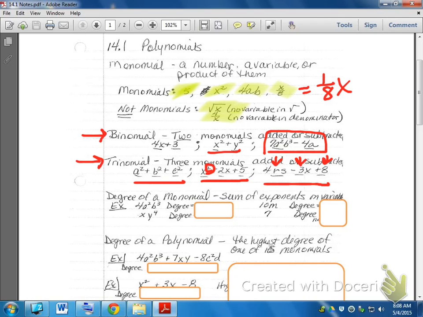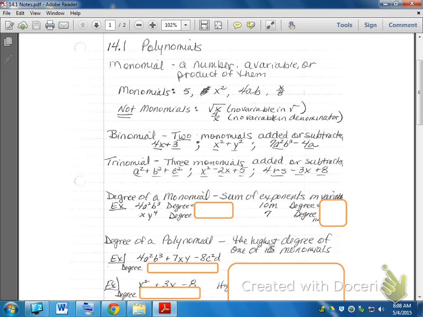Are there any questions about that? No, ma'am. Now we're going to move on to talking about the degree of a monomial. It's going to be important that you know the difference between this first thing, degree of a monomial. Make sure you realize this is one term. You sum the exponents on the variables. You add up all the exponents on the variables. So if we look at the first example right here, 4a squared b cubed. The sum of the exponents on the variables.